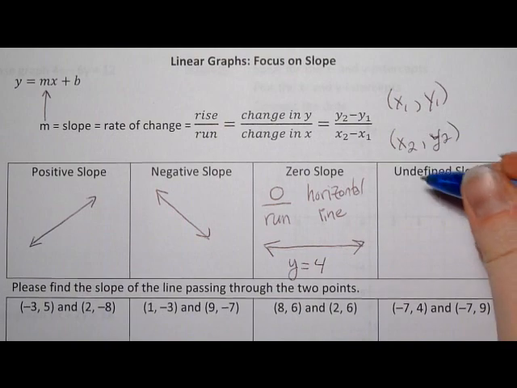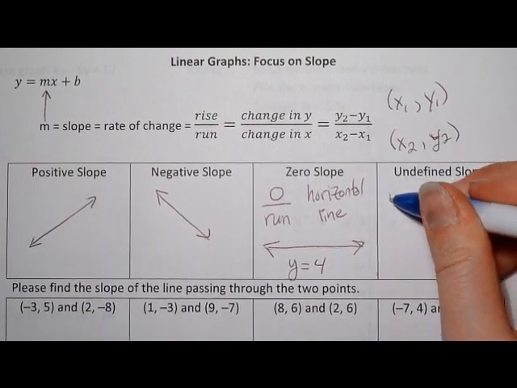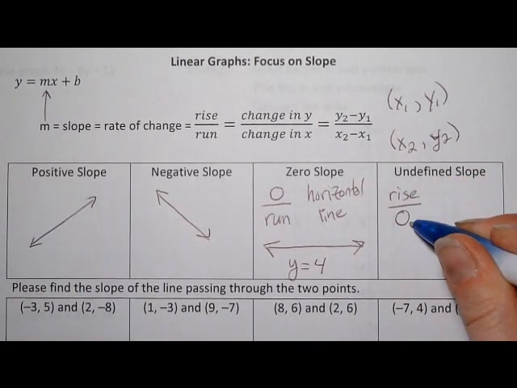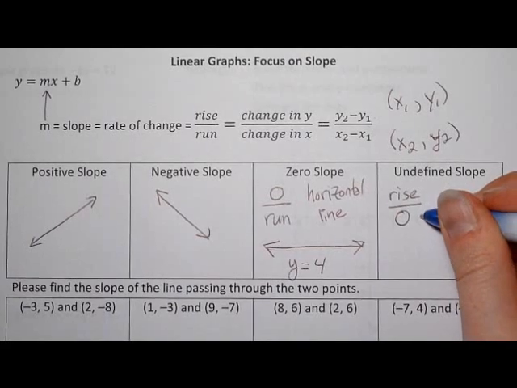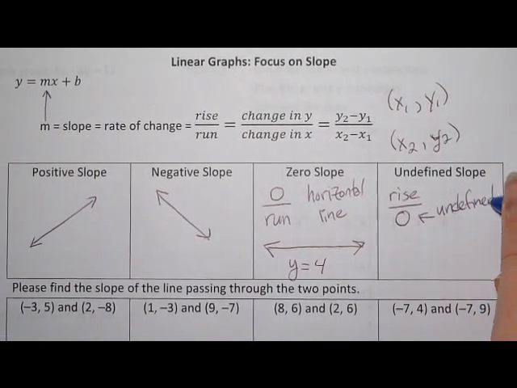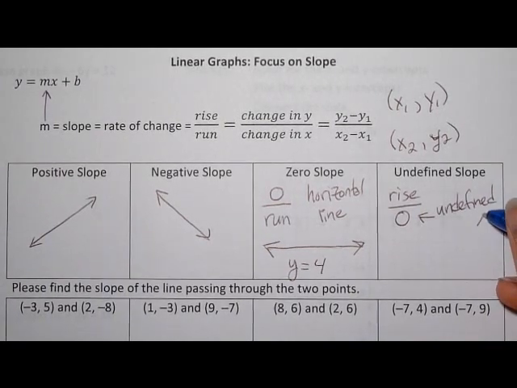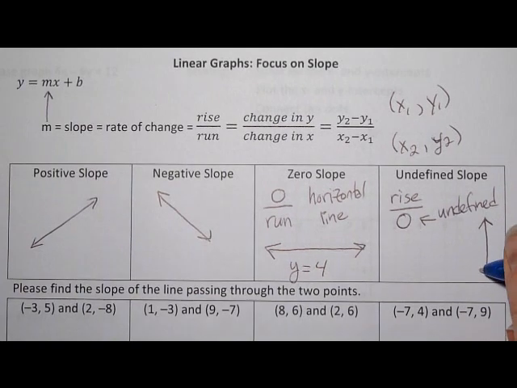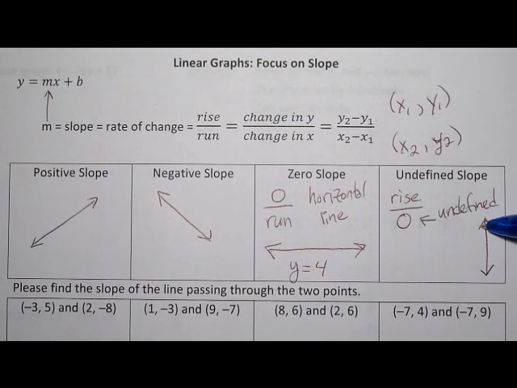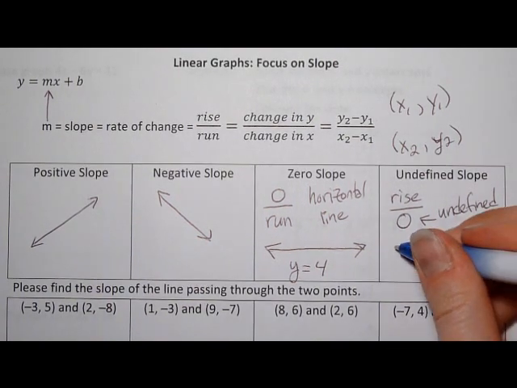An undefined slope, well, undefined, if we look up at our fraction, if you have some value of rise, but it's divided by 0. If 0 is in your denominator, it is called undefined. A line that is undefined will look like a vertical line, because no matter how high I rise up this line, I never run left or right. I only go straight up and down. This is a vertical line.